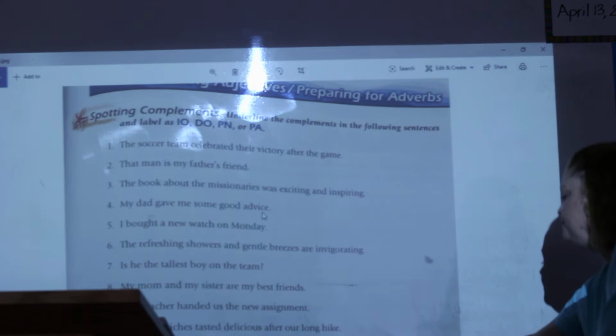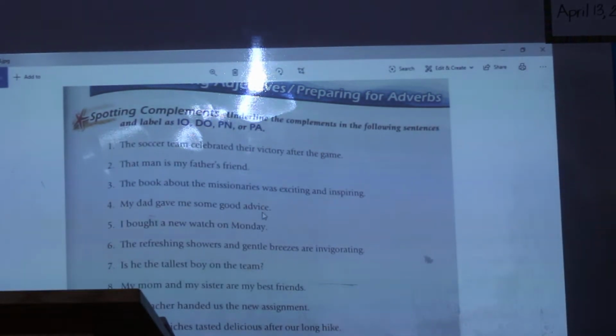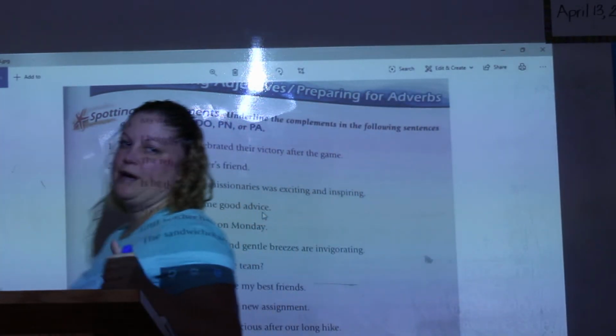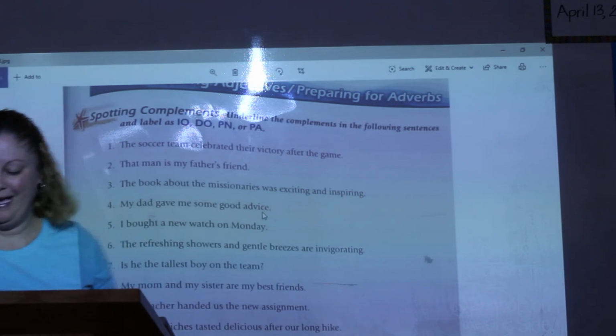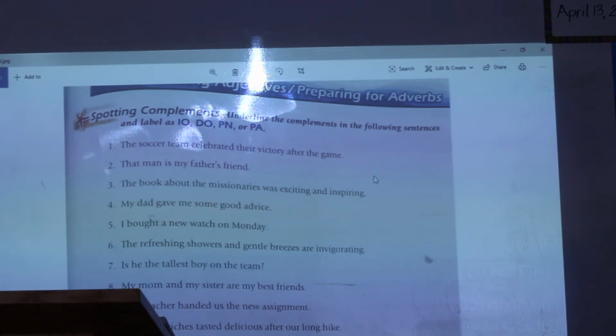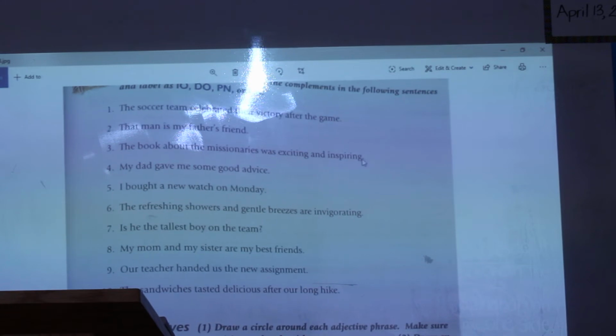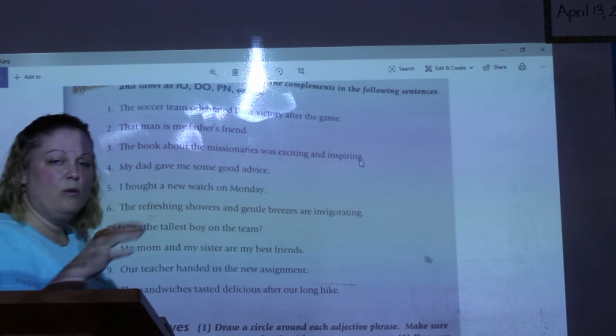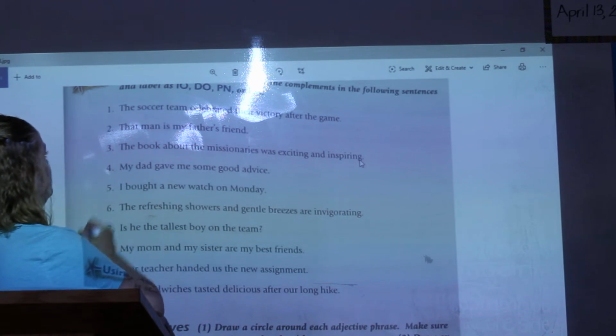There we go. All right, I'm going to pull up page 219 here on the screen, and we are going to do this review together. Spotting compliments. Let's wait for that to come up. There we go. Okay. All right, spotting compliments. We need to underline the compliments in the sentences, and we're going to label them as indirect object, direct object, predicate nominative, and predicate adjective. Now, I always recommend that we underline our subject and verb first.